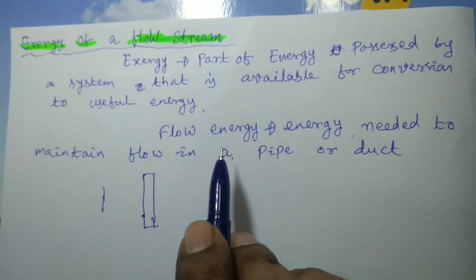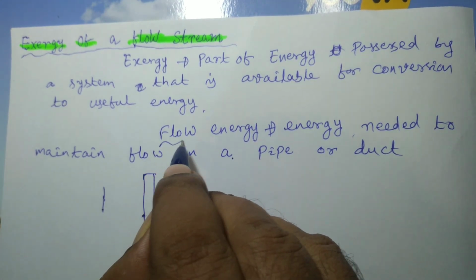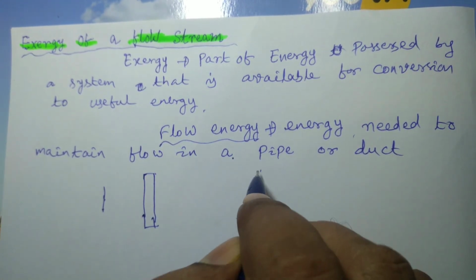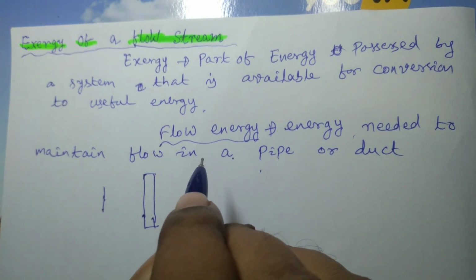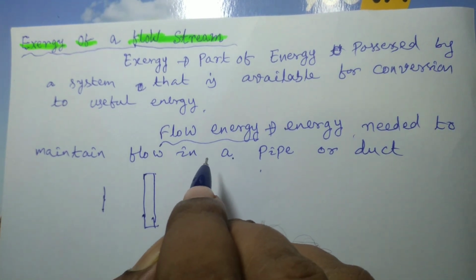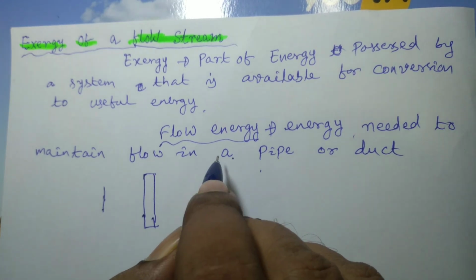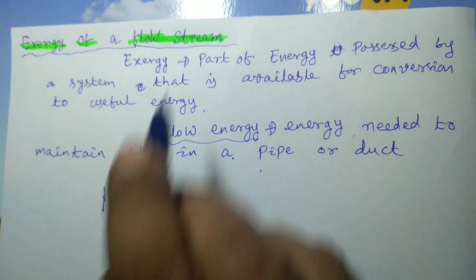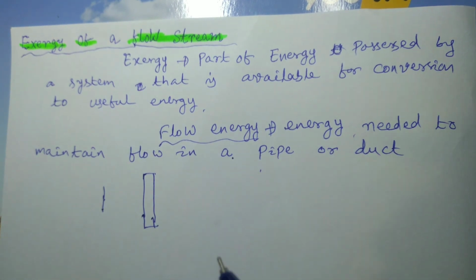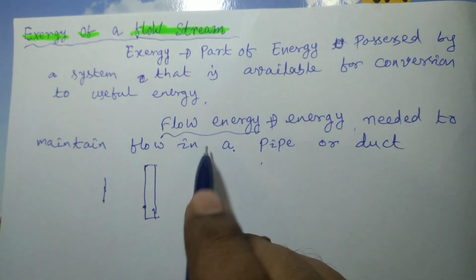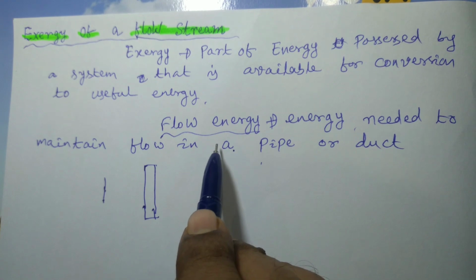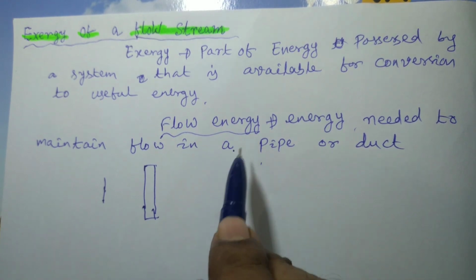So if we find the exergy of the flow energy and add it to the expression we have derived for the exergy of a closed system, we will be able to find out the exergy of a flow stream. The rest of everything is the same. The only thing we have to find out is the exergy associated with this flow energy.